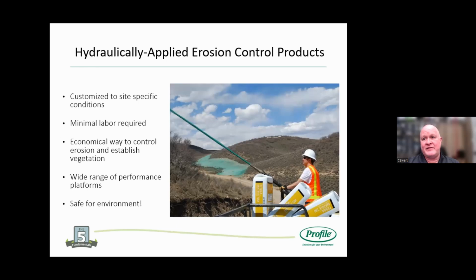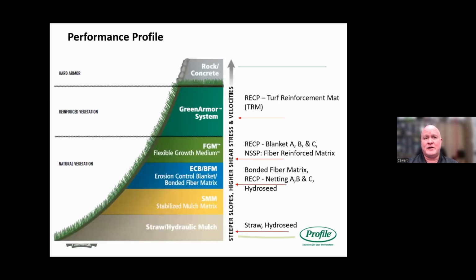Hydraulically applied, the big advantage is that you can apply it to large areas very quickly. You can customize it to your site-specific conditions, and it is environmentally safe. It's basically pure organic matter and fully biodegradable. It does cut down on labor and cuts down on costs, and we get that nice intimate soil contact when it's sprayed down. So talking a little bit about the slope versus product.